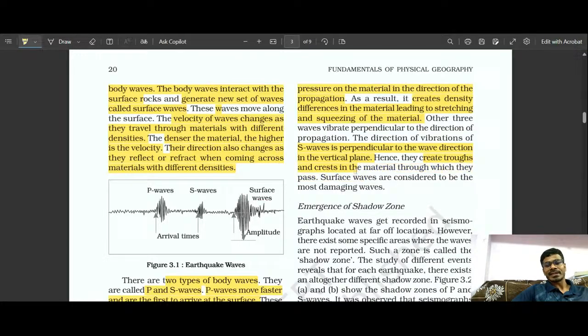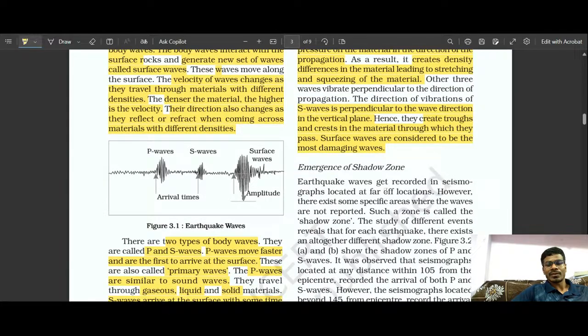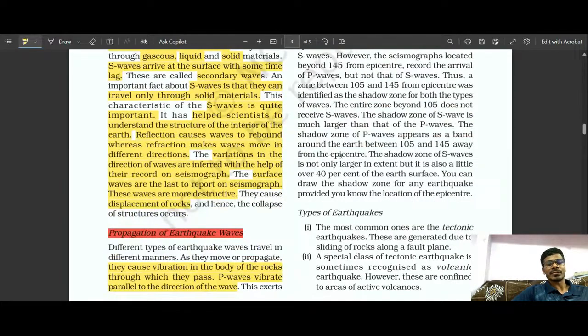Okay, and crest. Just waving structure, in the material through which they pass. And surface waves are considered to be the most damaging waves. So this was about their nature of propagation.